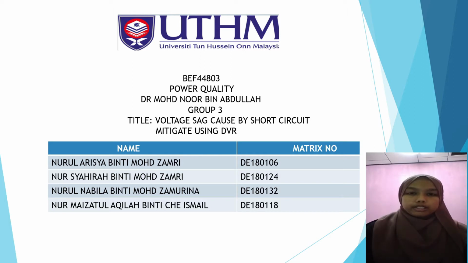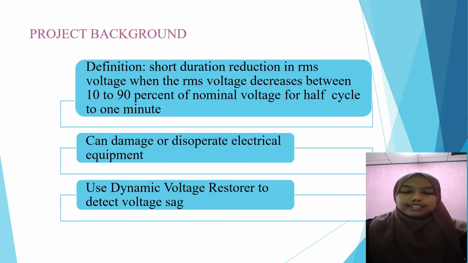We are going to present our project about voltage sag caused by short circuit, mitigated using the DVR technique. What is the voltage sag? It is a short reduction of RMS voltage, when RMS voltage decreases from 10 to 90% of nominal voltage in less than 1 minute. Voltage sag is a major power quality problem that concerns utilities and residential areas.